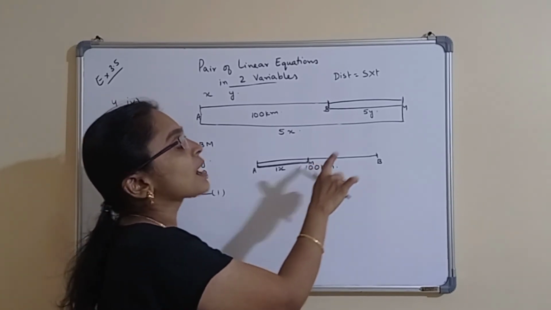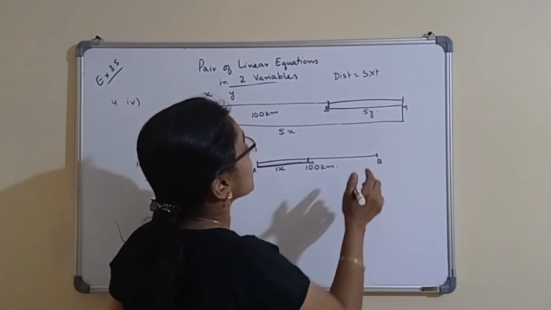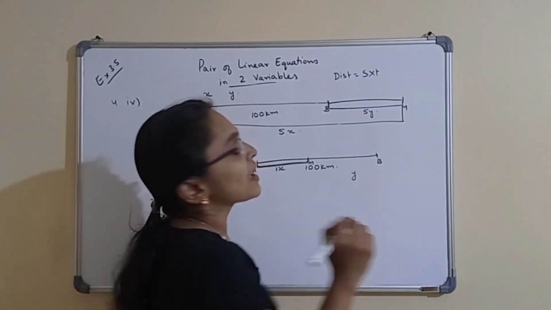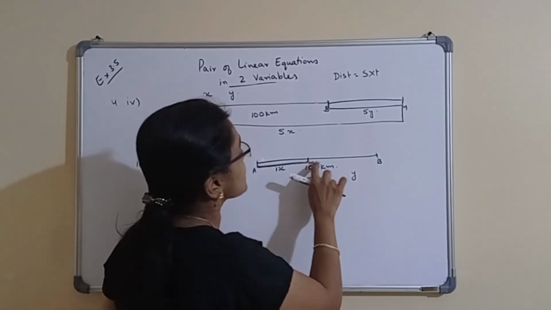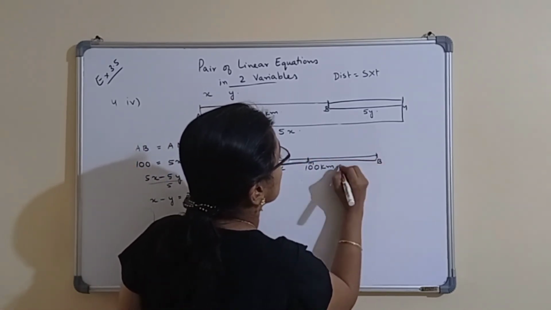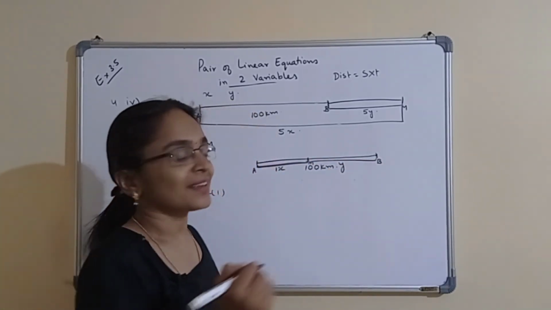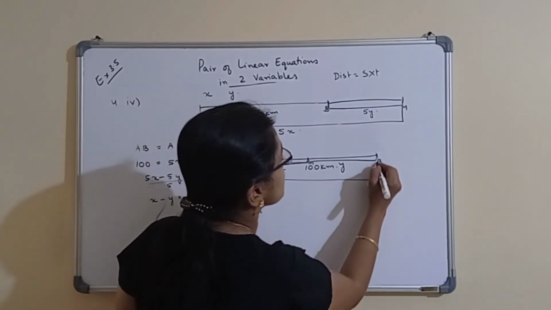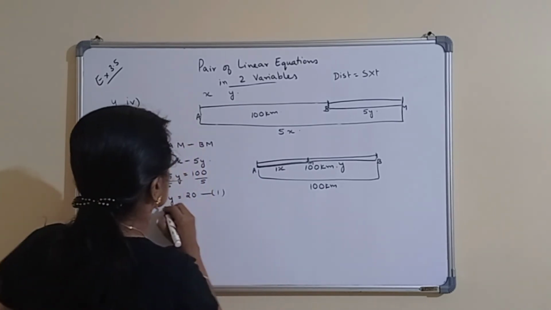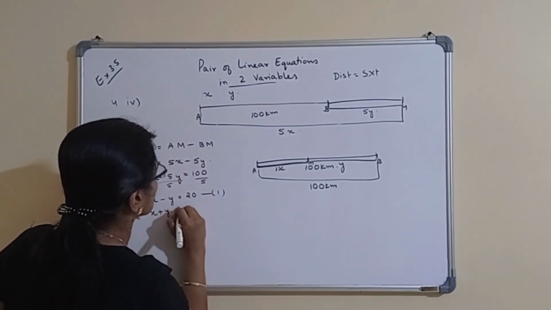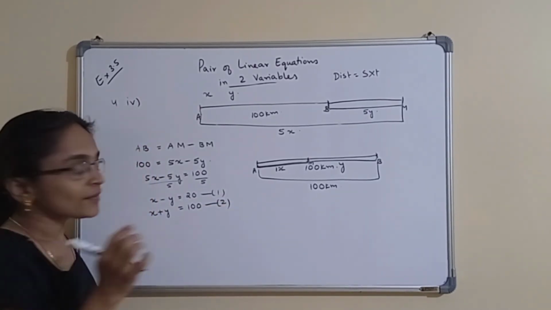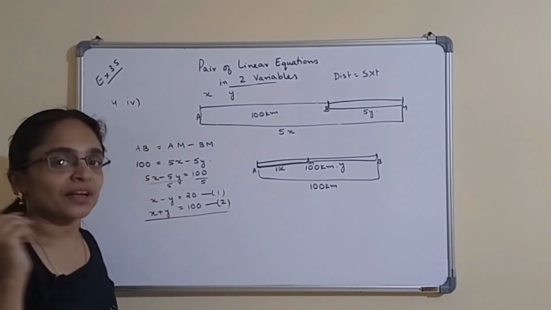Now the car starting from B, what is the speed of the car starting from B? It is y, and it is reaching this in 1 hour. So this distance is y. And we know that this full distance is 100 kilometers, which means x plus y is equal to 100. This is the second equation. Now we can solve this and find x and y, right?